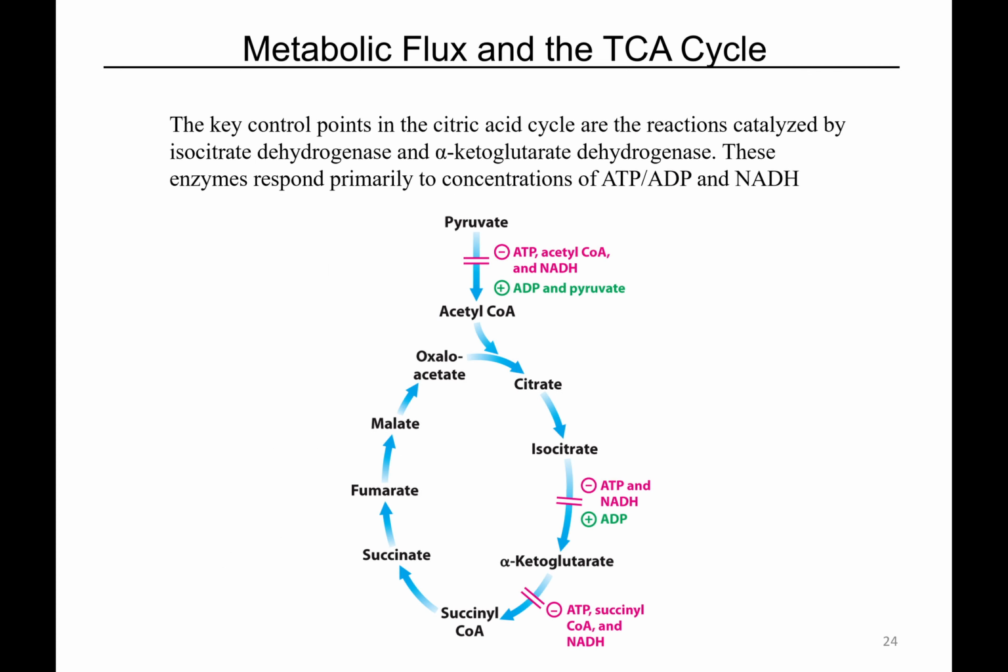All right, there's two other regulatory points directly in the TCA cycle, but they don't respond to hormones. These are just feedback regulation. So high ATP and NADH concentrations inhibit isocitrate dehydrogenase and inhibit alpha-ketoglutarate dehydrogenase. This makes sense. A buildup of cellular energy says the TCA cycle doesn't have to be active. And a buildup of ADP is activating.